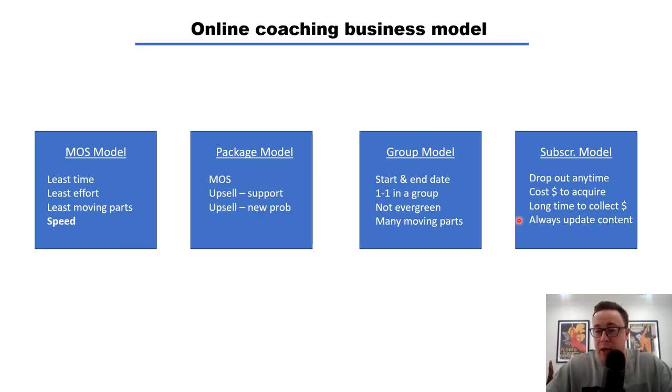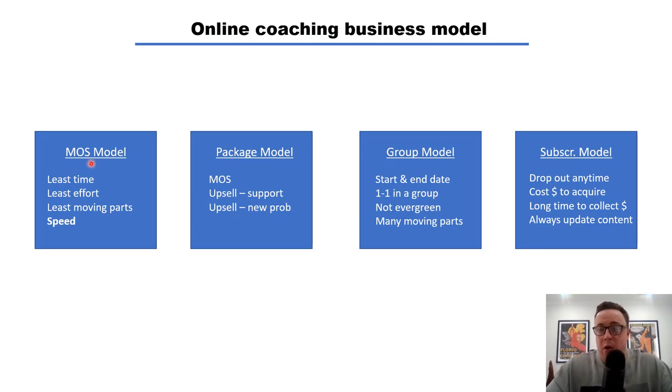So I don't recommend doing a subscription model. My first recommendation is to stick with the MOS model. Get paid upfront, get your clients in and out, least amount of time, least amount of effort, least amount of moving parts. Remember that pill formula I gave before? Increase your speed. Then you can always look at a package model. It still includes the MOS. That's why it works so well. But you could upsell to support, monthly support. You could upsell to a new problem, whatever it is. Then you could move into the group model. I don't recommend starting at a subscription model or even bothering with it because it's too many moving parts for not a lot of income.